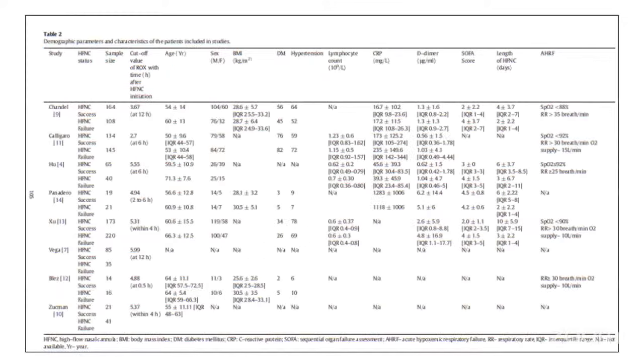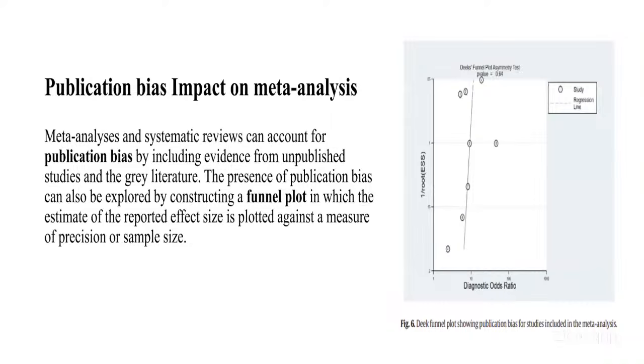Now, this I have taken from that published paper on the ROX index. Here we used HFNC success in a sample size of 164, and HFNC failure happened in 108 patients. These are the demographic parameters and characteristics of the patients that were published in the studies. One by one you have to mention them clearly so that your readers can easily understand.